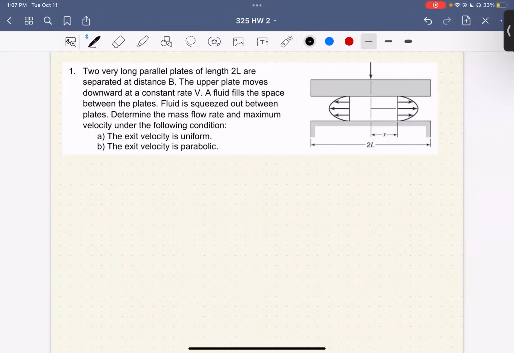Hey everyone, welcome back. So this is a video on question 1 of homework 2. We're just going to get started by setting up this problem. Let's just really read through this quickly.